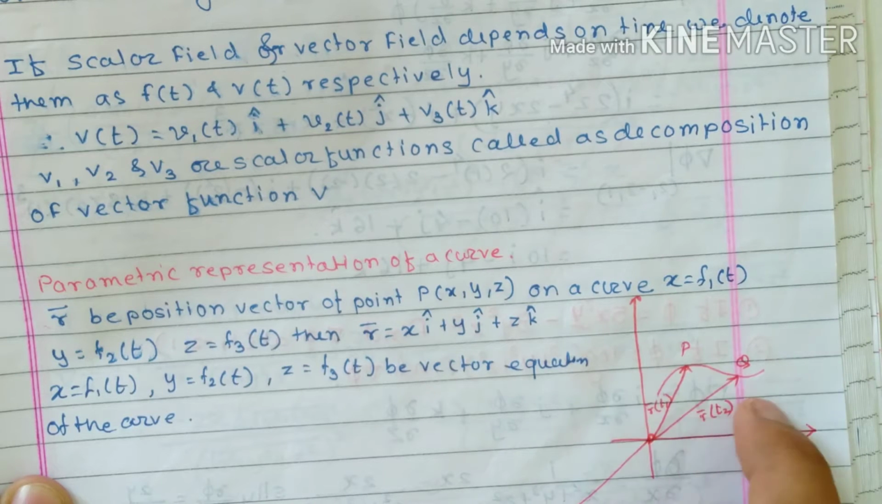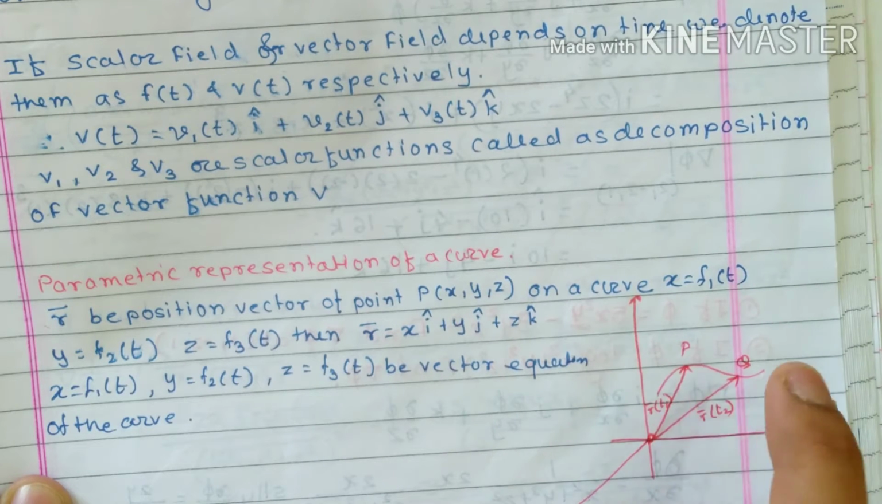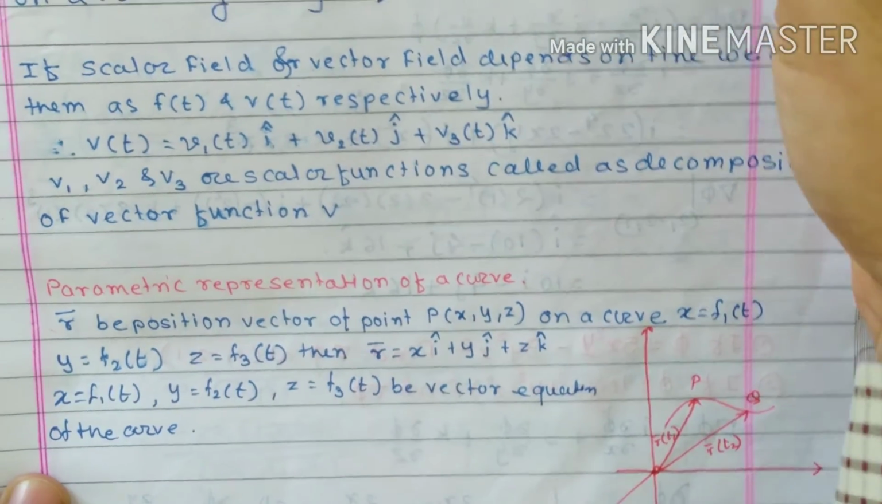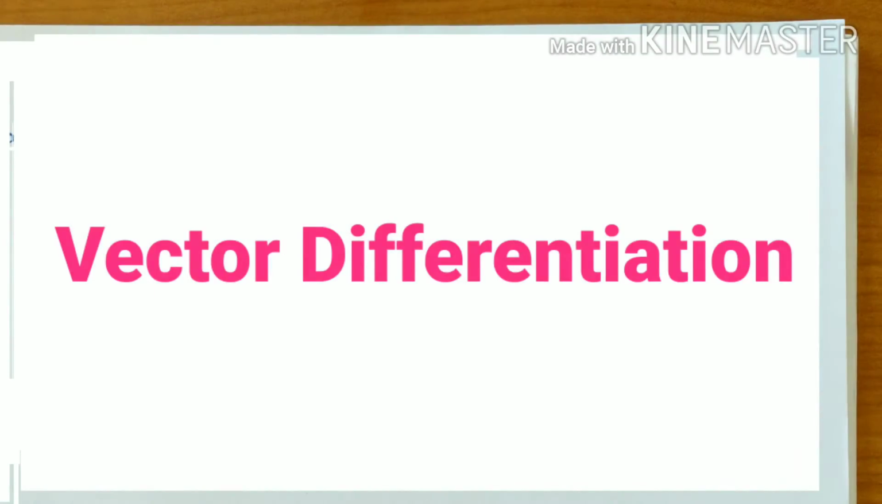This is called a vector equation of the given curve. I hope this idea is also clear. Now we have defined the scalar functions, we have defined the vector functions. So we would like to define vector differentiability. But before we proceed to vector differentiability, I would like to mention a couple of points.